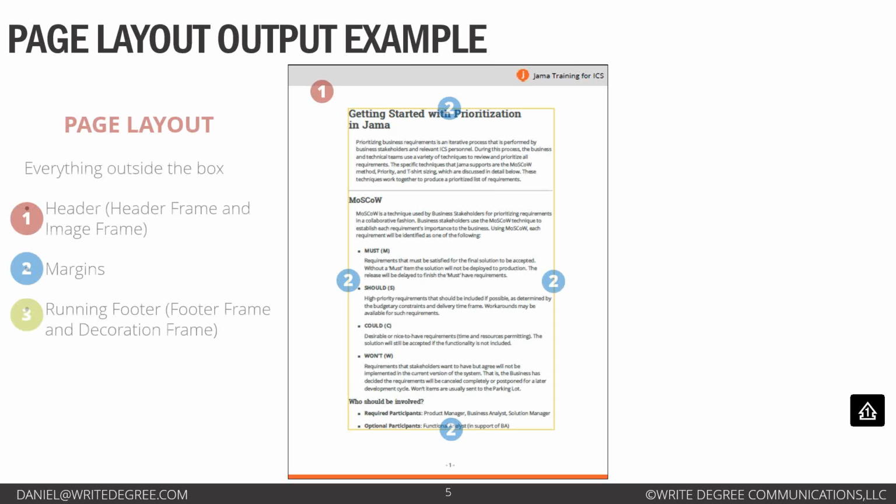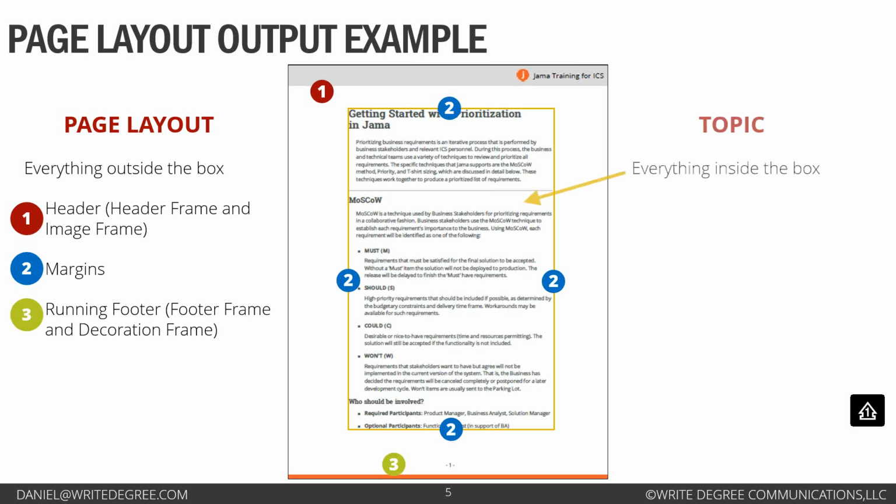If we break it down a little bit, in this exact example, everything outside of the box there was defined by the page layout. So the header, which in this case includes a header frame and an image frame. We're going to talk about frames in the second half of this presentation. We'll get into detail on frames. The margins that I've used in this particular page were defined by the page layout using a body frame. And the running footer down at the bottom includes a footer frame, that's where the page number comes from, and that decoration frame, which is the orange bar down at the very bottom. And what did the topic provide? Well, simply everything that's inside the box. That's where all the content came from. And so you can see using page layouts and topics in concert with each other can really help you define how you want your output to look and make very attractive looking output.